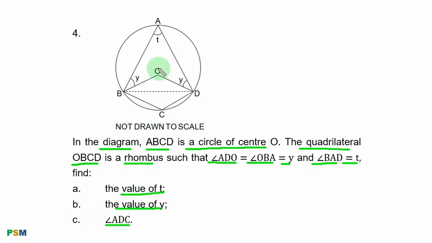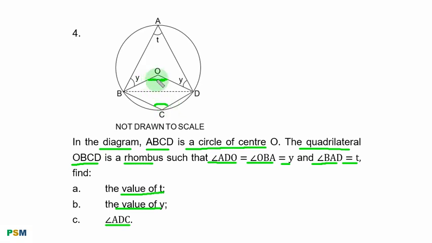Now, why is O, B, C, D a rhombus? It is so because it will enable us to find the value of T, because the opposite angles of a rhombus are equal. So if we get angle O and angle C both are equal, then we can find angle T, or the value of T.